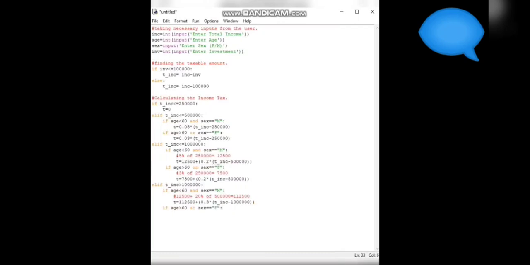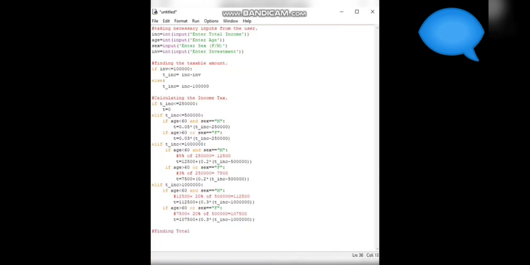For the second condition, we do the same. The only difference would be that in the first slab we have 3%, so the amount would slightly change and it would come out to be 1,07,500, and we'd be adding this amount to 30% of the taxable income excluding the first 10 lakhs.